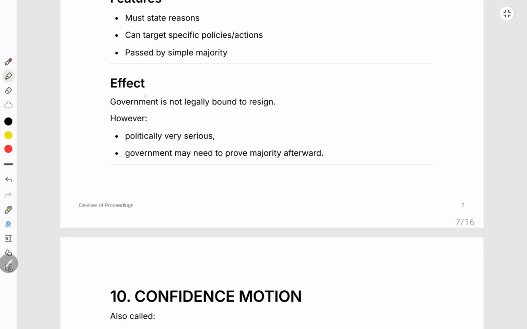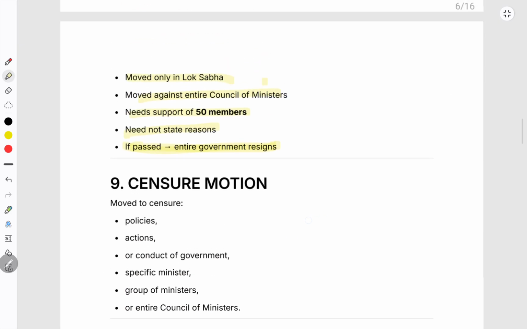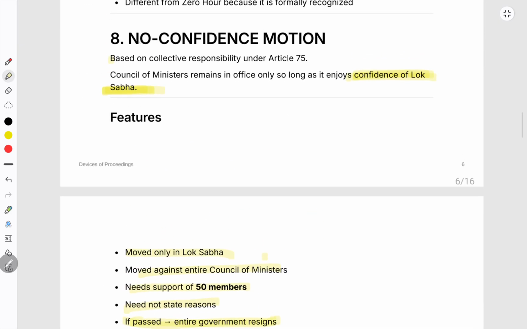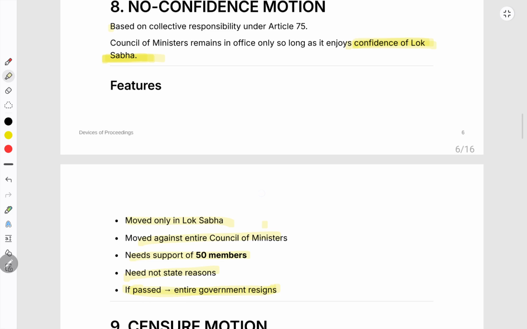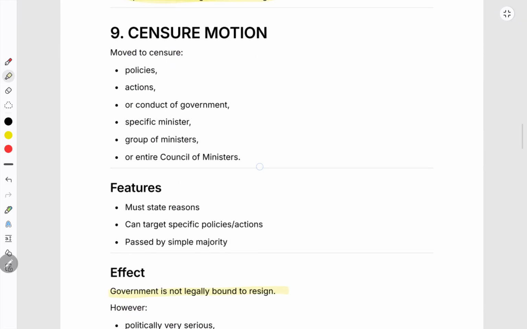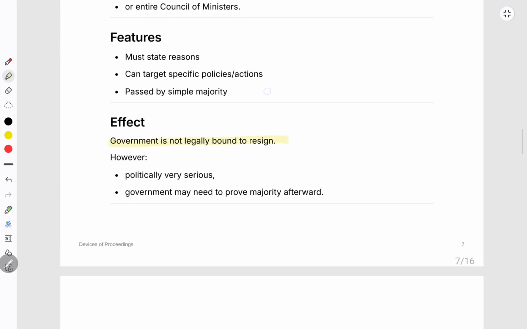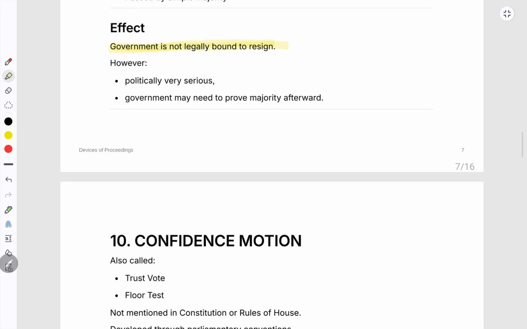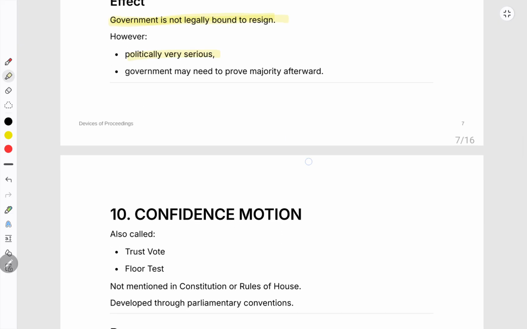Okay, keep in mind, in a no confidence motion, if it is passed, the government has to resign. Okay, this is used to check the confidence of the Lok Sabha in the government, but a censure motion is meant to criticize. Okay, if this is passed, the government is not legally bound to resign. However, this is politically very serious. The government may need to prove its majority afterward.